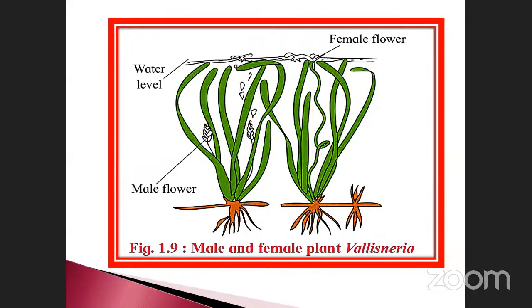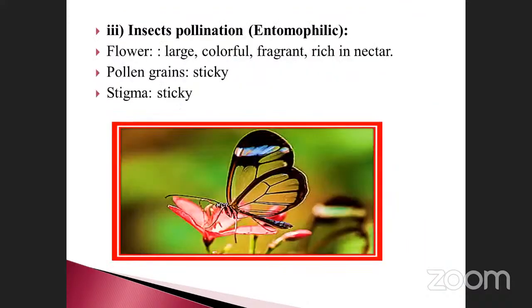So now we are going to discuss one by one. First one is called hydrophily, anemophily. Next, entomophily. This is also another one. Insect pollination is called entomophily, because entomophily means, you must note it down, very, very important, the flower should be large in size, and at the same time, colorful also.